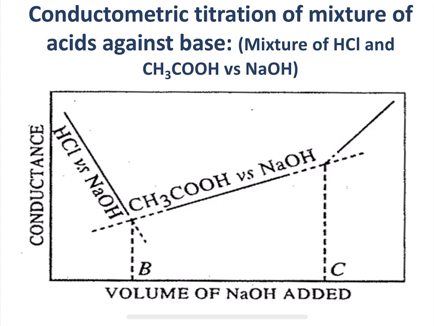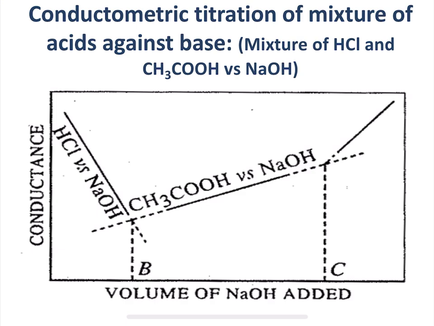Either you will be given a mixture of hydrochloric acid and acetic acid, with both concentrations unknown to you, and you are asked to determine the concentration of the mixture of acids. That is the experiment you will have. So let us take the mixture of acids, pipetted out into a beaker, that is hydrochloric acid and acetic acid, and it is titrated against NaOH. NaOH is taken in the burette and the acids are taken in the beaker.